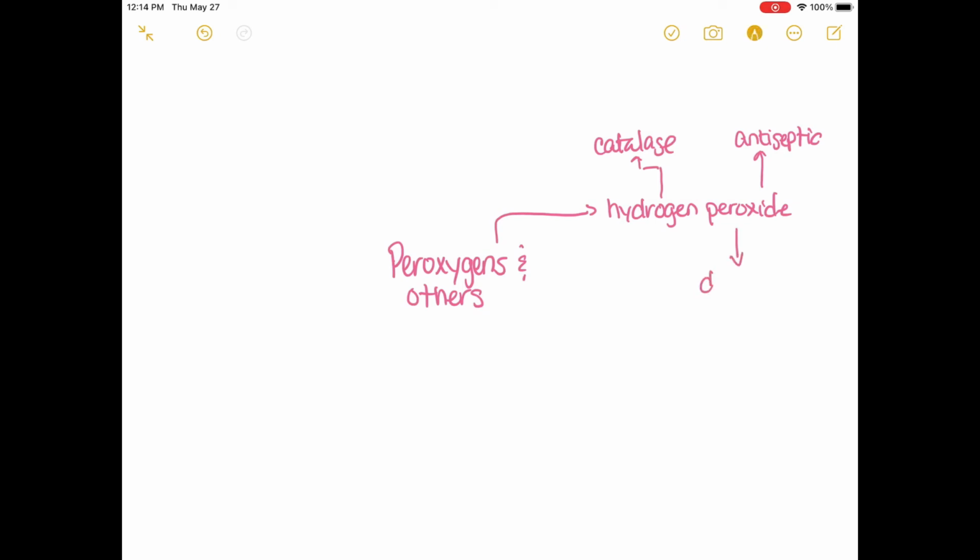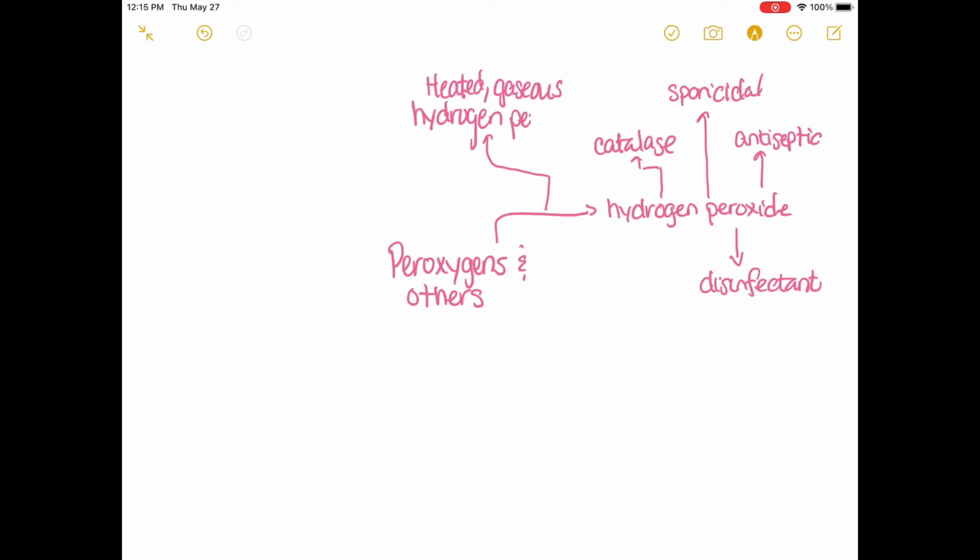Not only is hydrogen peroxide a good antiseptic, it is a disinfectant for inanimate objects. Even at high concentrations, it can be sporicidal. Heated gaseous hydrogen peroxide can sterilize the atmosphere and surfaces. An example is the decontamination of a hospital room. It is sealed and hydrogen peroxide vapors fill the room and catalytically convert into water vapor and oxygen.